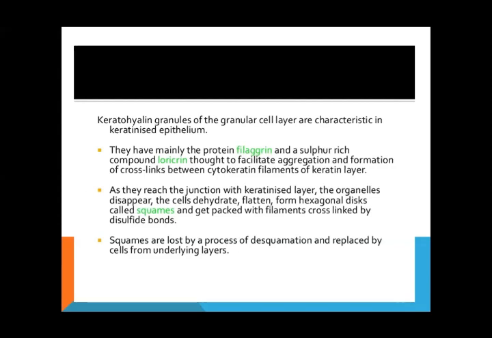They have mainly the protein filaggrin and a sulfur-rich compound, loricrin, which facilitate aggregation and formation of cross links between cytokeratin filaments of the keratin layer. As they reach the junction with the keratinized layer, the organelles disappear, the cells dehydrate, flatten, and form hexagonal discs called squames, packed with filaments cross-linked by disulfide bonds.